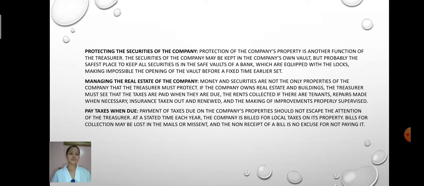Pay taxes when due. Payment of taxes due on the company's properties should not escape the attention of the treasurer. At the stated time each year, the company is billed for local taxes on its property. Bills for collection may be lost in the mails, and the non-receipt of a bill is no excuse for not paying it.